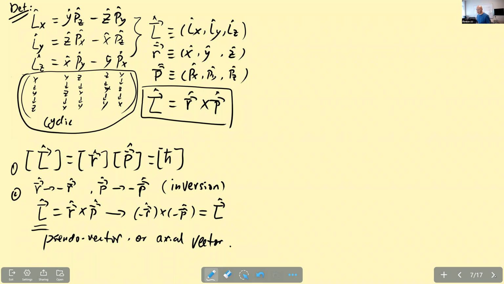Later we're going to use this property of angular momentum, for example to form the Hamiltonian. Anyway, this is a nice, interesting property of the angular momentum under a transformation called inversion. So if we change R to minus R and P to minus P, L will not go to minus L, it just goes to L.